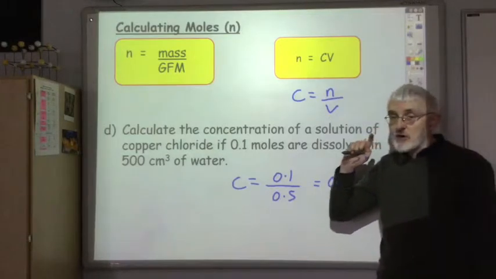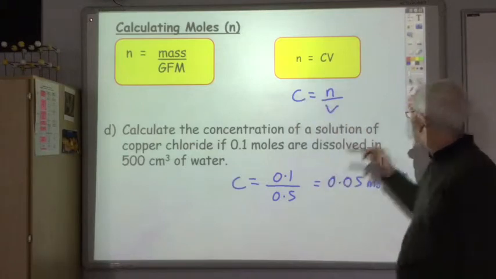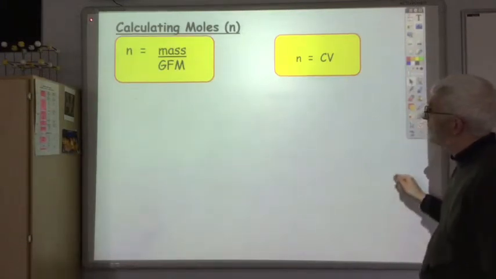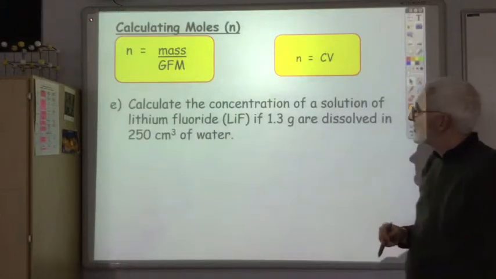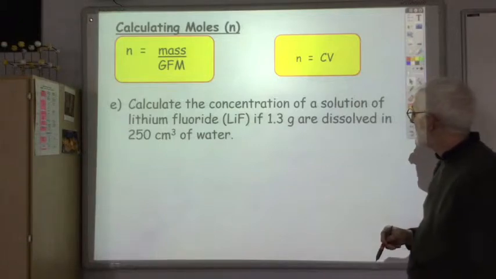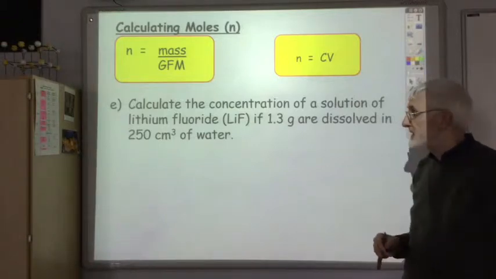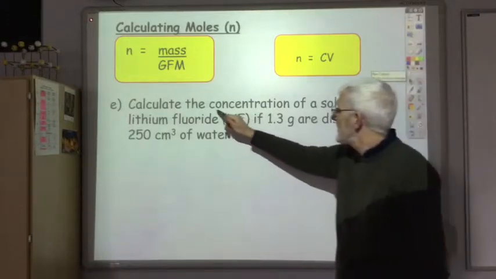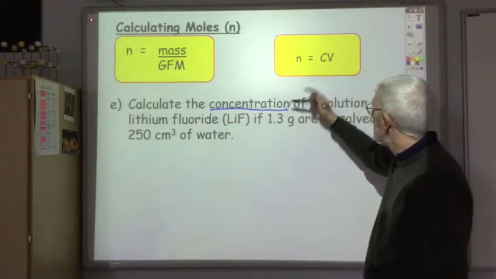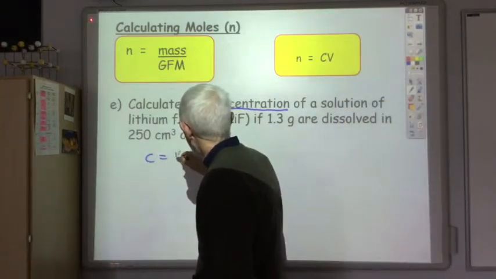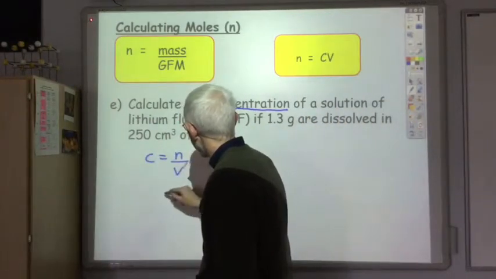Okay, so one more question type I want to show you involving both these equations. And this is a slightly trickier one. Calculate the concentration of a solution of lithium fluoride if 1.3 grams are dissolved in 250 cubic centimetres of water. Okay, so what we're asked to do, calculate the concentration. So rearrange this equation and get C equals N over V.